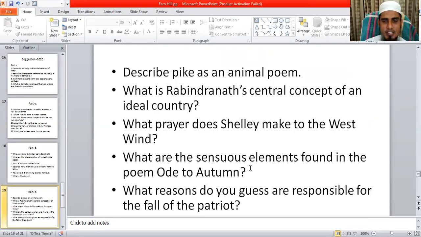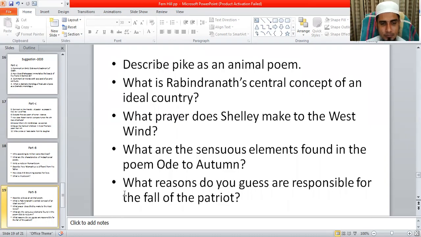So what are the sensuous elements found in the poem Ode to Autumn? Short question. You will prepare the answer for this short question. What reasons do you guess are responsible for the fall of the Patriot? This is the question from Robert Browning's poem, The Patriot. It is also very much important.